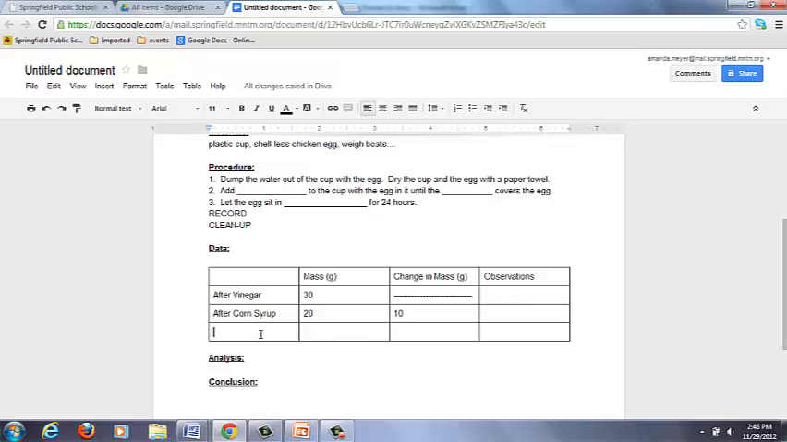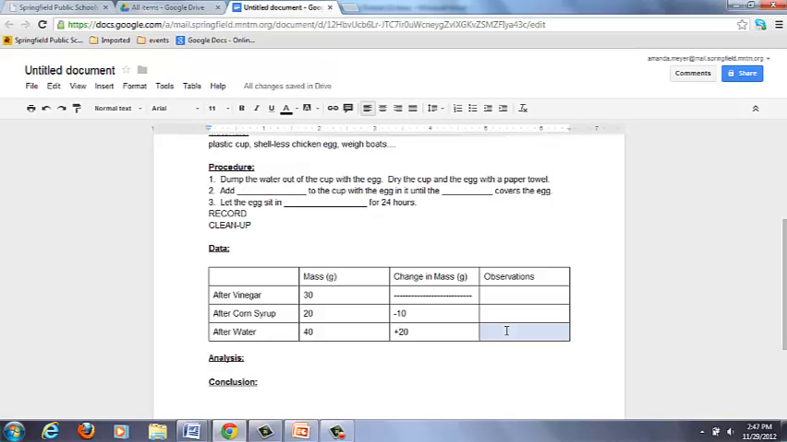The last one that you did for part A was after water. And again, we'll just pretend your measurement after water was 40 grams. And the change in mass was 20 grams. Oh, and this brings up a good point. From vinegar to corn syrup, it lost 10 grams, right? From 30 to 20 is a decrease. So we need to put a negative 10 there. And from corn syrup to water, it gained 20 grams. So we need to put a plus there.